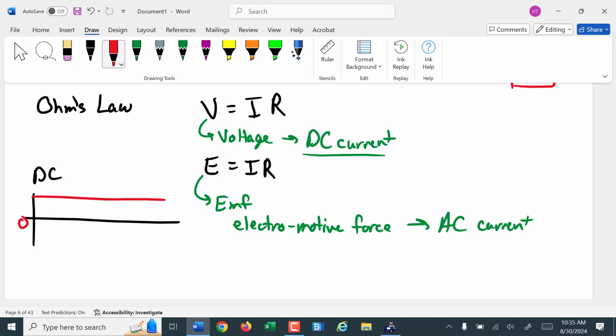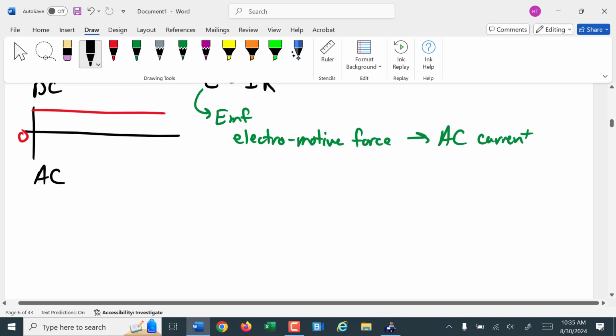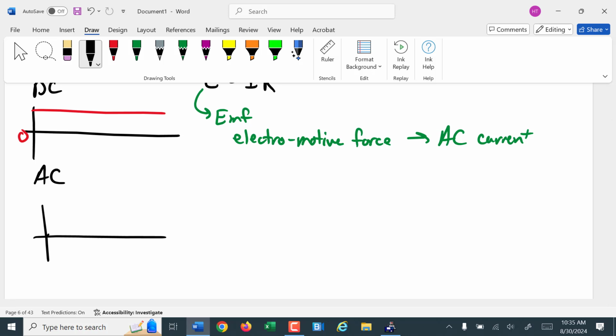Have you talked at all about AC current yet? So what a DC current would be is if this is 0 volts, you have a voltage level and you're at that voltage level all the time. AC current starts out at 0, goes to a positive level, and then it'll go down to an equal negative level. It's a sine wave, exactly.